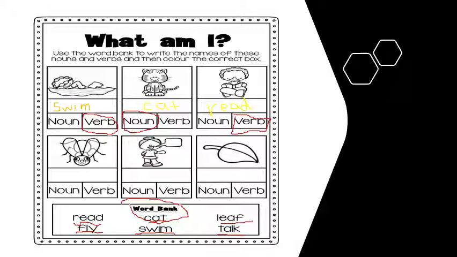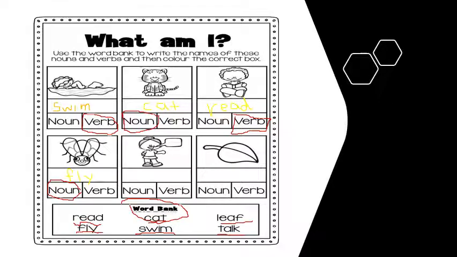Fly is a noun. So, we'll circle noun. And then, we'll write here, fly. Fly is a noun. It's a name of an insect. Okay, so it's an animal.